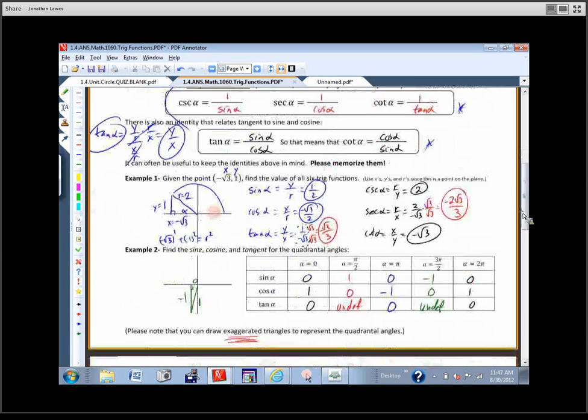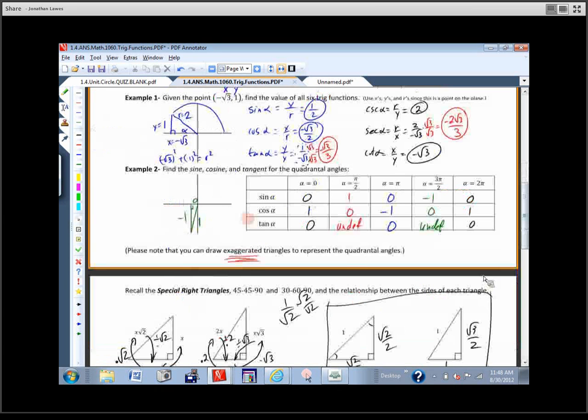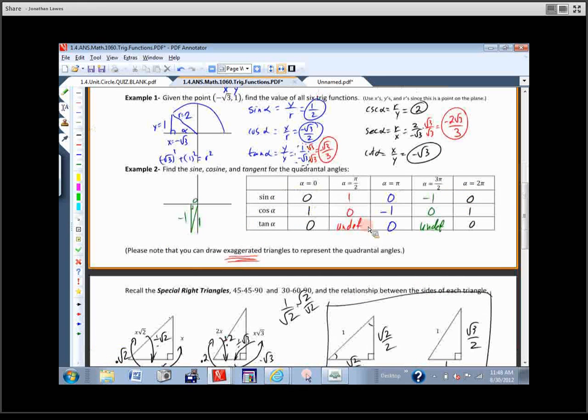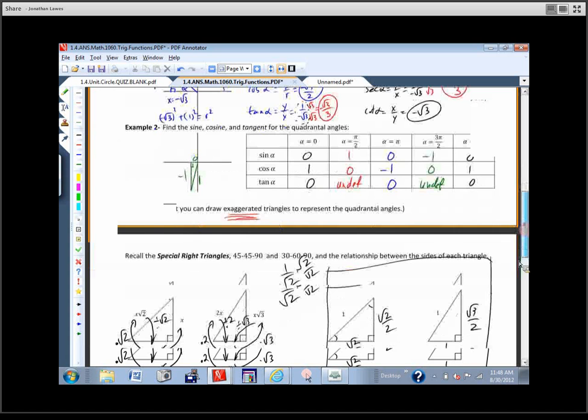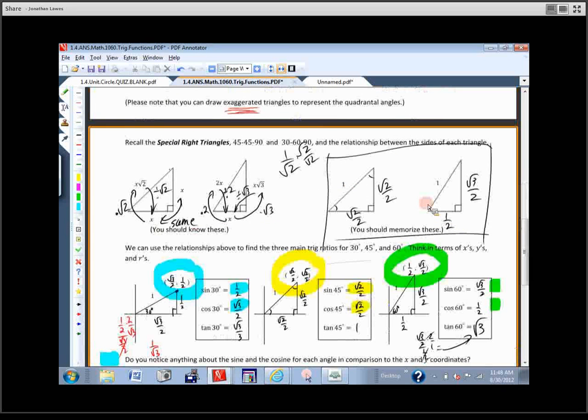We went through and we found the 6 trig functions for this particular point on the xy plane. So we figured out what the x coordinate was, what the y coordinate was, what the radius was, and then completed those. We also went through and we figured out what the sine, cosine, and tangent was for each one of the quadrantal angles. Okay, so we drew some exaggerated triangles in some cases. And then we talked about the special right triangles. Hopefully this was something that you were familiar with.